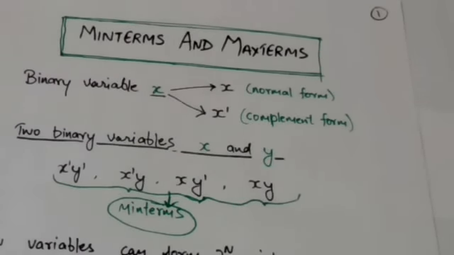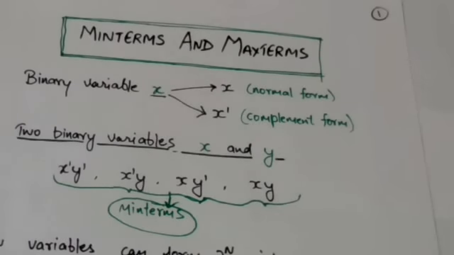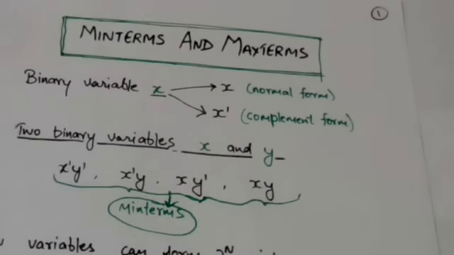In this tutorial, we will learn about minterms and maxterms. A binary variable can exist either in its normal form or in its complement form. For example, a binary variable x can exist as x, that is in its normal form, or as x naught, that is in its complement form.